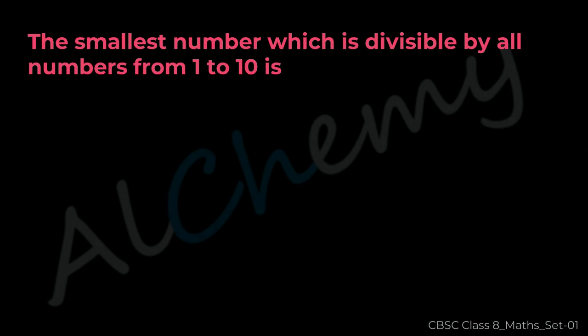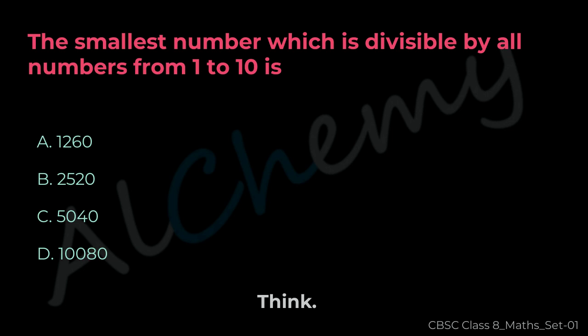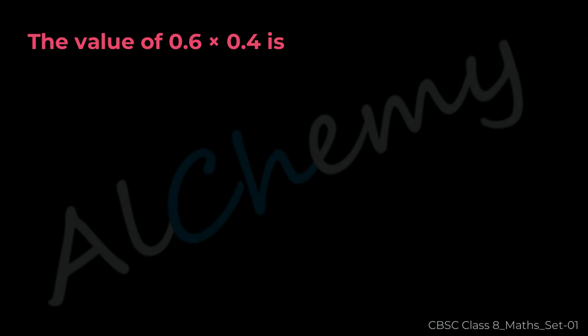Question 51. The smallest number which is divisible by all numbers from 1 to 10 is A 1260, B 2520, C 5040, D 10,080. The correct answer is B, 2520. Question 52. The value of 0.6 times 0.4 is A 0.24, B 0.16, C 0.12, D 0.48.